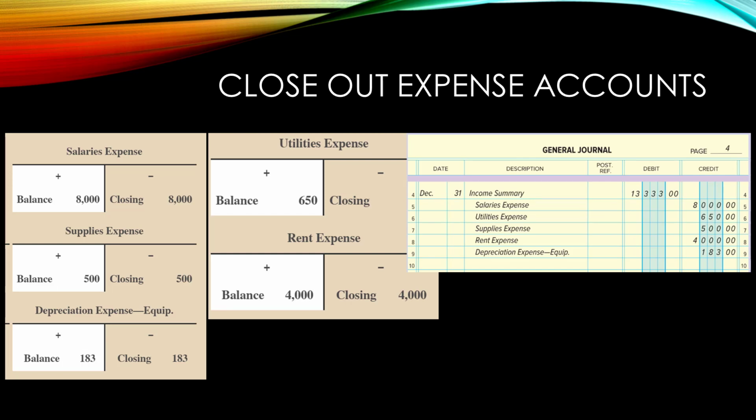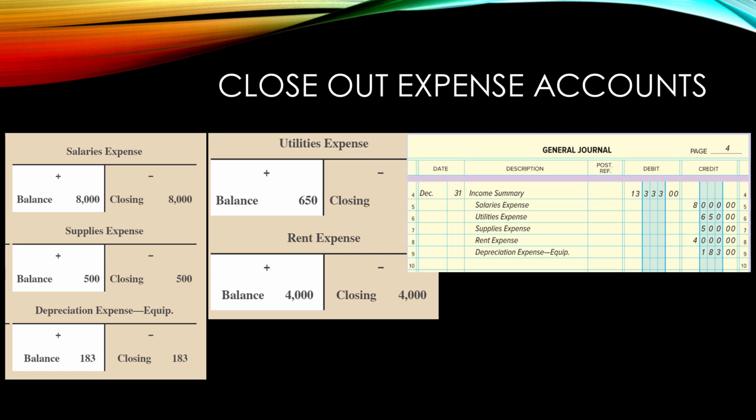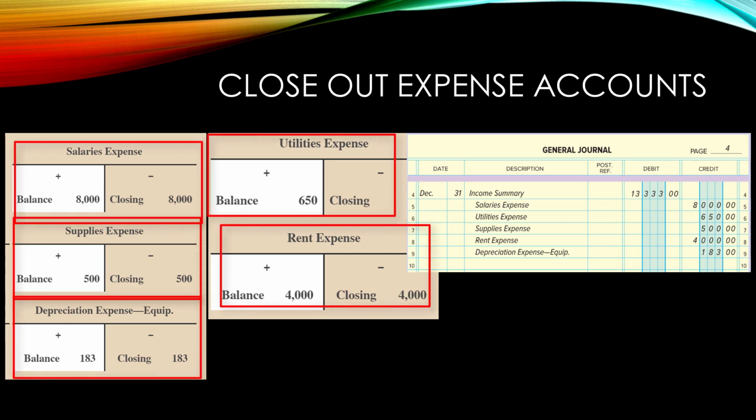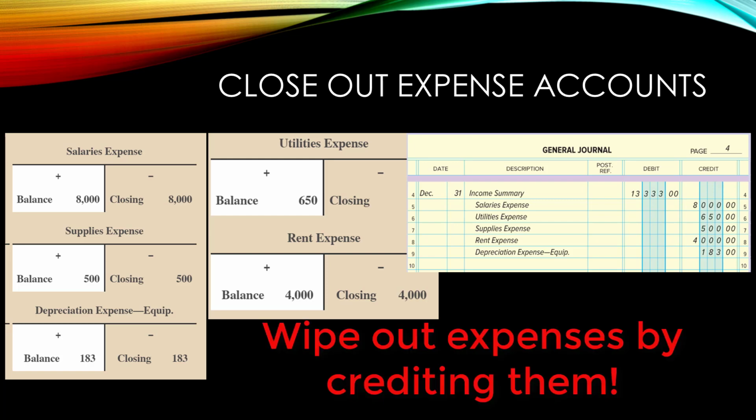So on to the expenses. On the screen are the 5 expenses that Eli's consulting service had. Salaries, utilities, supplies, rent, and depreciation expense are all expenses that have normal debit balances. The goal is to close out or wipe out each individual expense so that you can start the new period afresh with a 0 balance. How do we do it? Closing is a game of opposites.